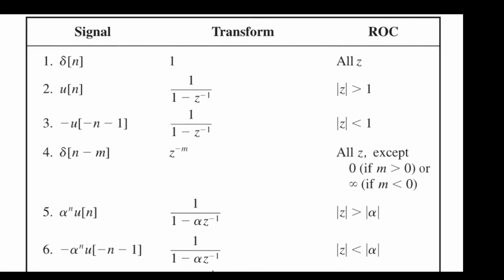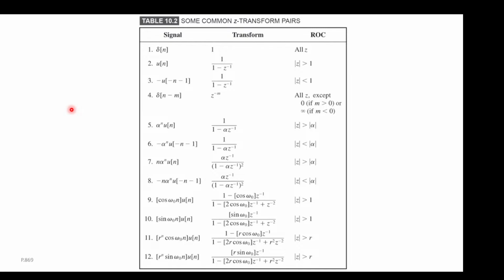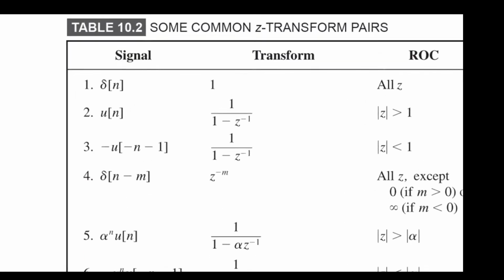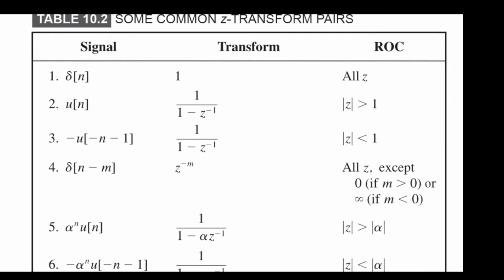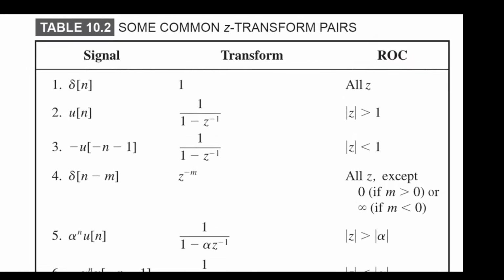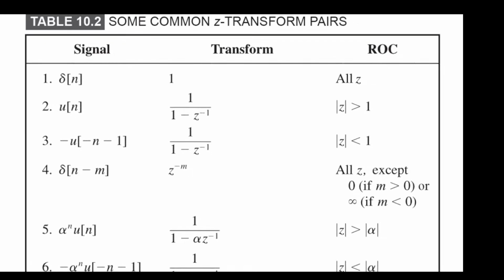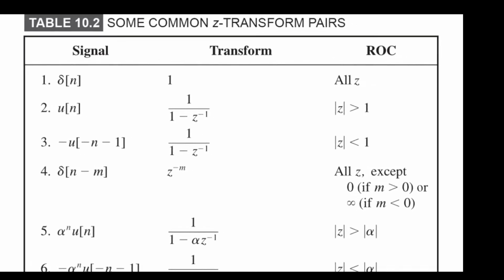One we like a lot is delta of n, and delta of n Z transforms to 1, and the ROC is everything, actually everything including 0 and infinity. And this is actually the only signal that has an ROC being everything including 0 and infinity. And also we have a shifted version of it, delta of n minus m, and that's just z to the minus m. So those two are very nice.